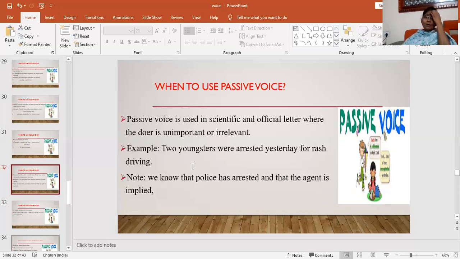Now I'll give you an example to understand more clearly when we should use passive voice. So look at this sentence. Two youngsters were arrested yesterday for rash driving. Now who arrested them? The doer is not there. We know that the police have arrested. The agent is implied. So in most of the cases where the agent is implied, right, it is understood, we use our passive voice, right?